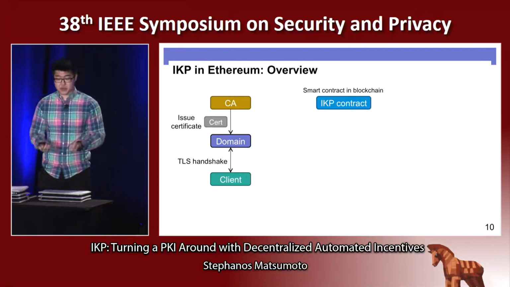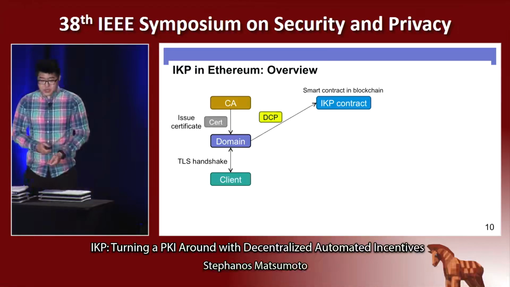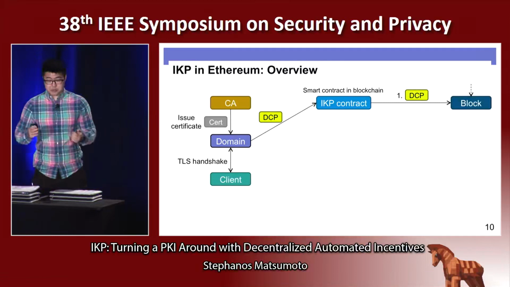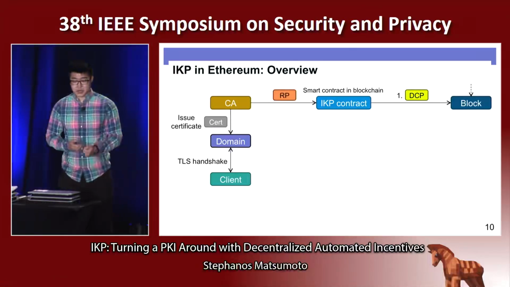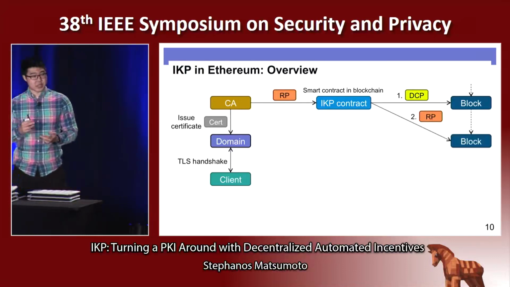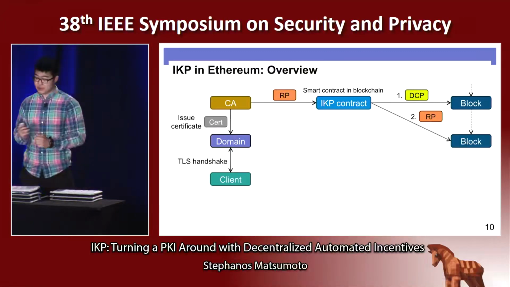It's simply a smart contract in the Ethereum blockchain. And moreover, the checker programs that are in these certificate policies can simply be placed into the block also as a smart contract. And the reaction policies, so the IKP contract, the certificate policies, and the reaction policies can all be instantiated as smart contracts that live in the Ethereum blockchain.